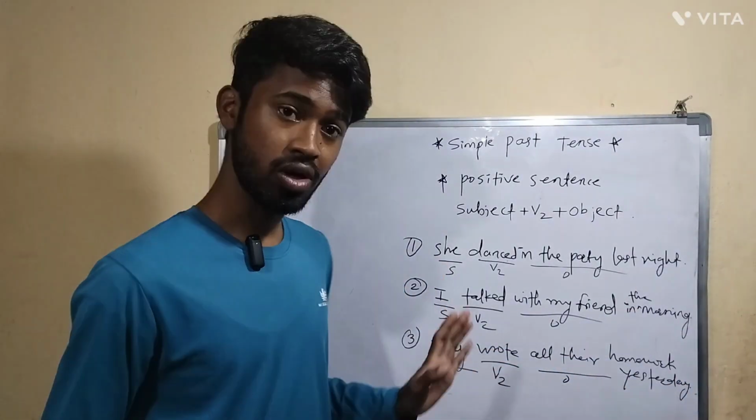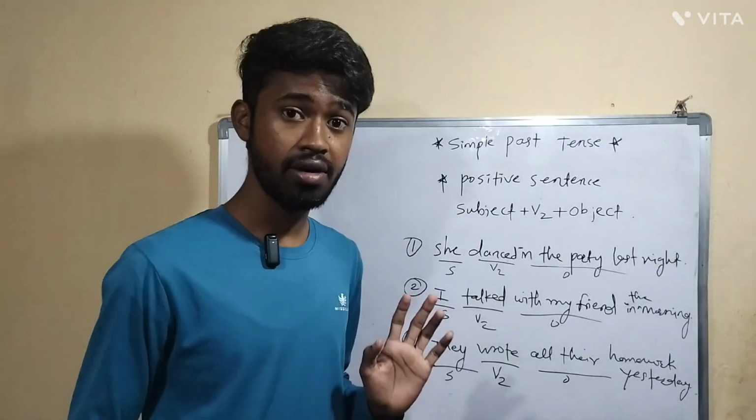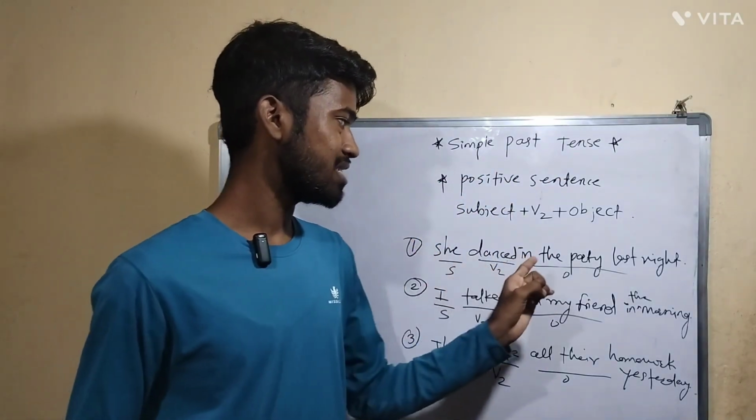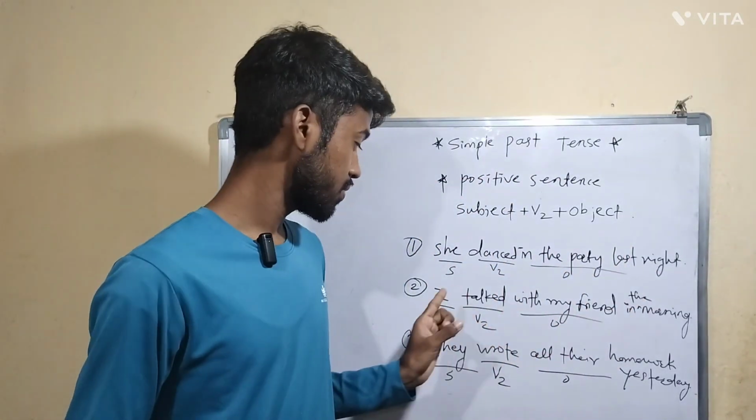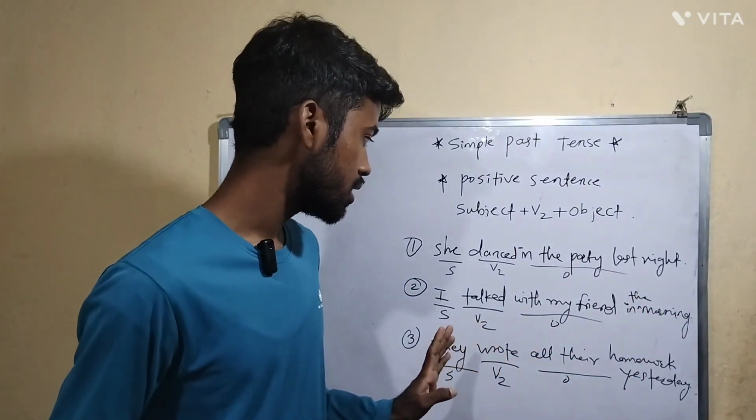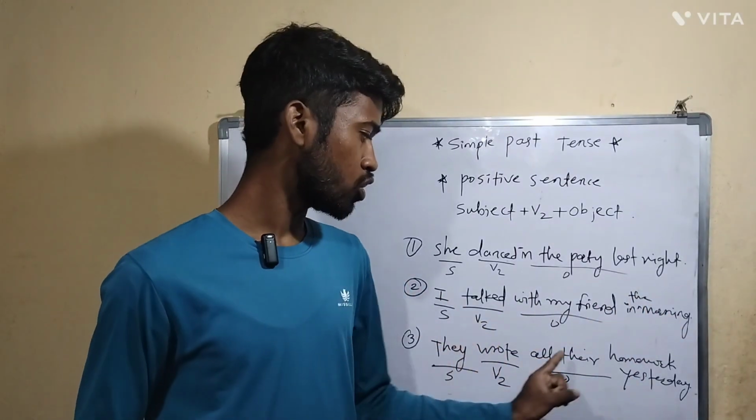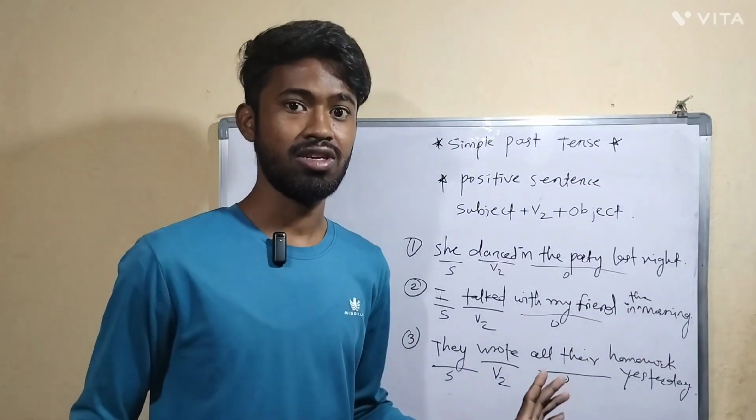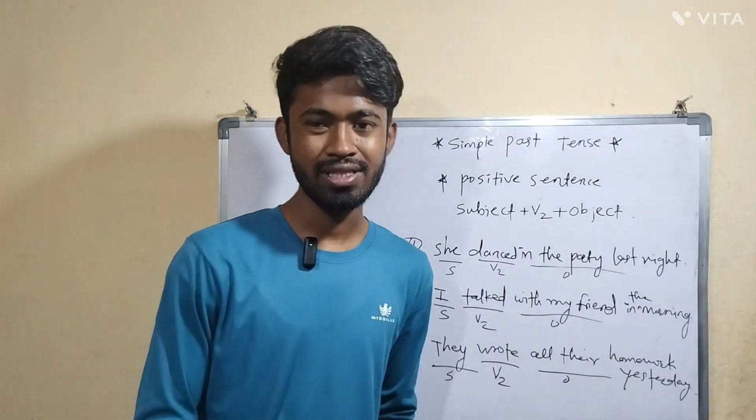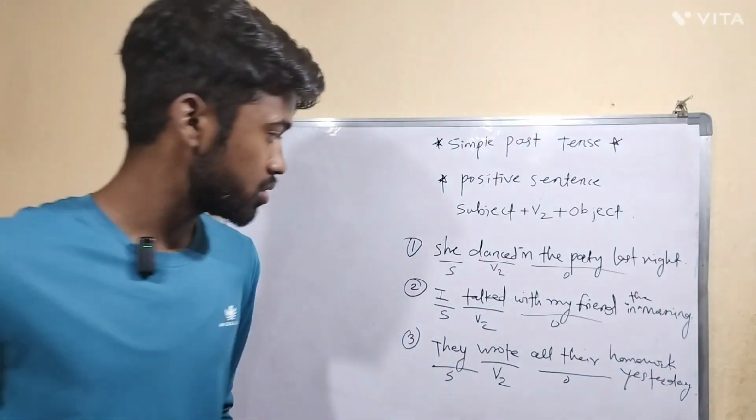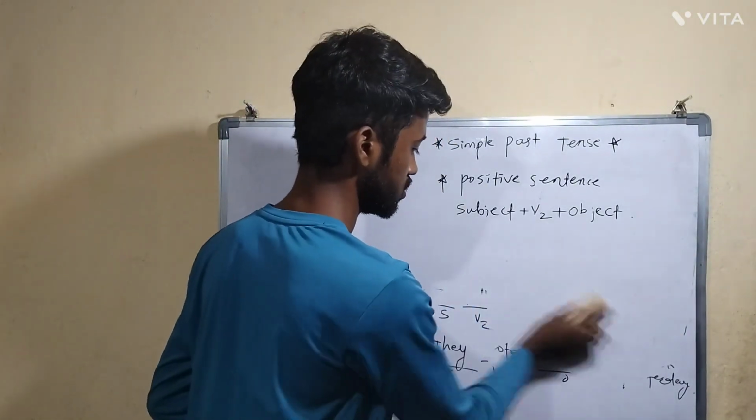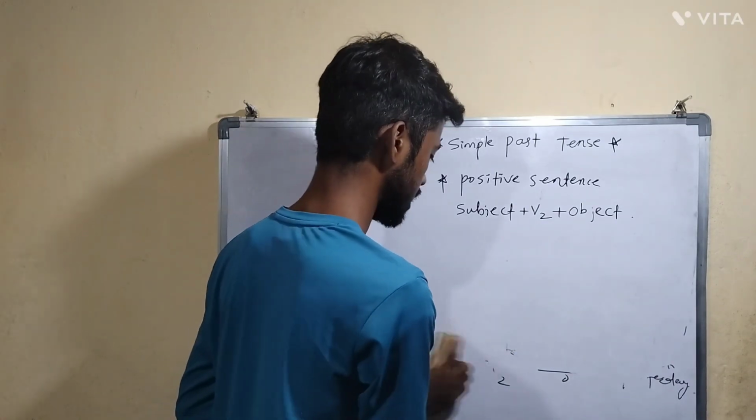So here you understood how it is working in simple past tense. First example: she danced in the party last night. I talked with my friend in the morning. They wrote all their homework yesterday. So these are the three examples. Let's see two more examples so you will get a little bit better understanding.